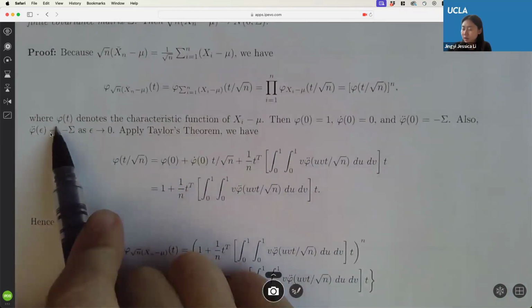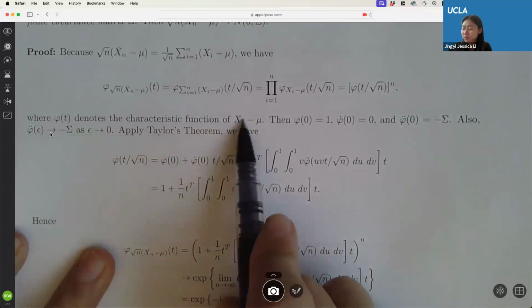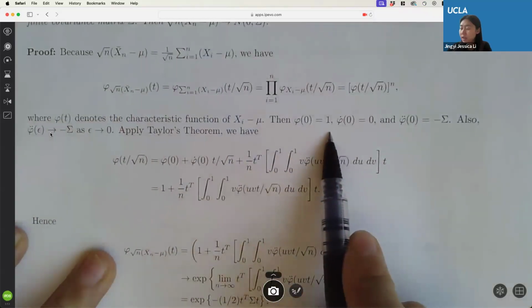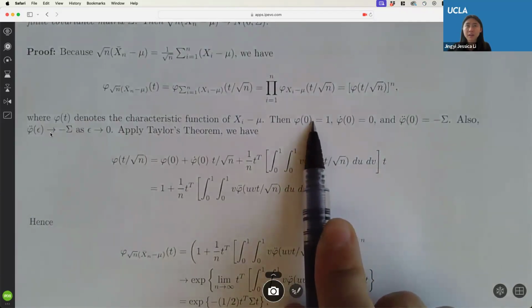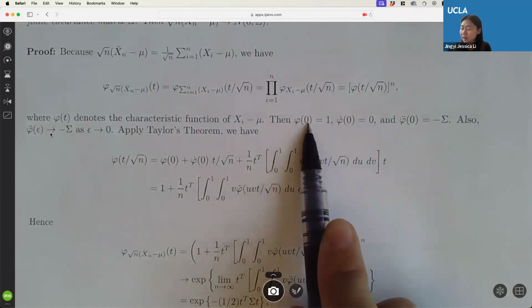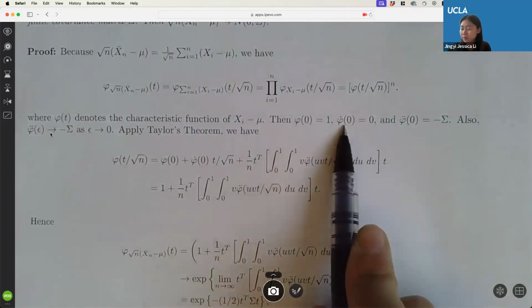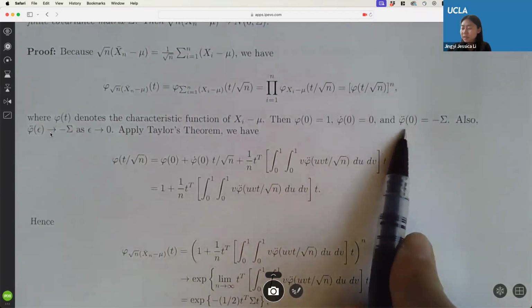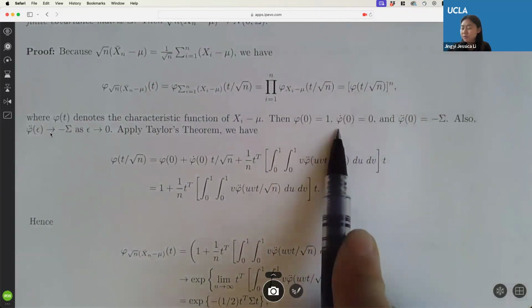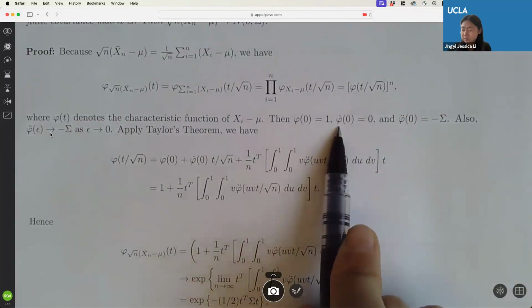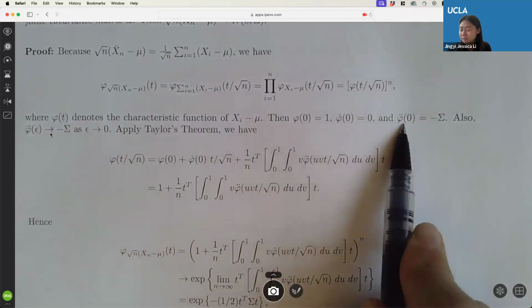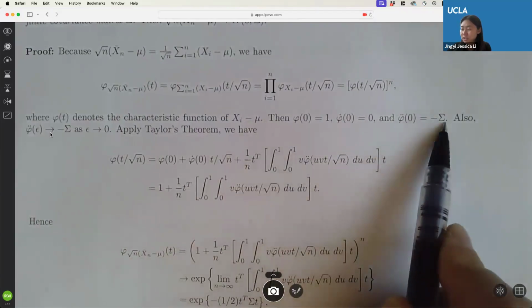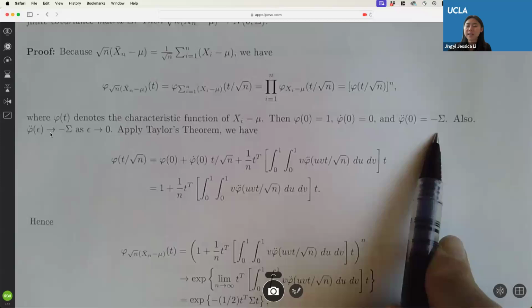So essentially, you have the characteristic function for xi minus mu, each copy, not the average. And the characteristic function has some nice properties, okay? The value at 0 is 1, the derivative at 0, the second derivative at 0. So these can be shown. The derivative of the characteristic function at 0 is just the mean. And the second derivative of the characteristic function at 0 is just negative covariance. So these are the nice properties we apply here.